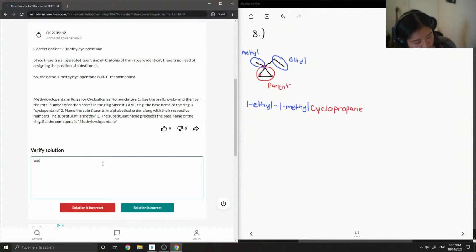Answer is 1-ethyl, 1-methyl cyclopropane. And then I'll just say why. 3-membered ring is where cyclopropane came from. Ethyl group on carbon 1. Also a methyl on carbon 1. Okay, so this solution was incorrect, unfortunately.